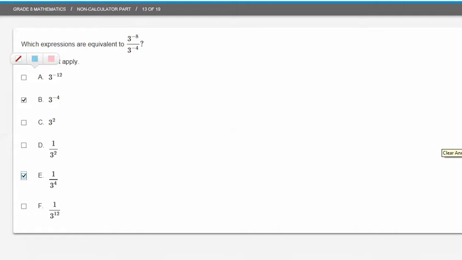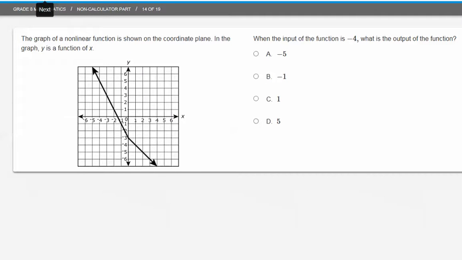Number 14. The graph of a nonlinear function is shown on the coordinate plane. In the graph, y is a function of x. Of course, x is my domain, my independent variable, and y is my dependent variable. When the input of the function is negative 4, what is the output? Input is x, output is y. So if I go to x of negative 4, I go up. That would be positive 5. So I would click 5.